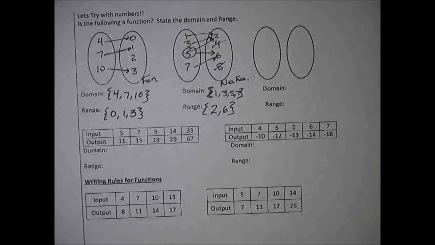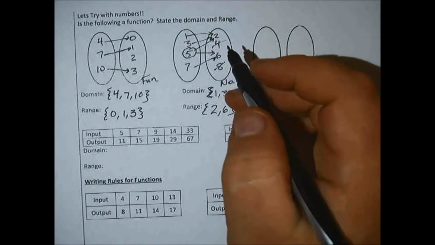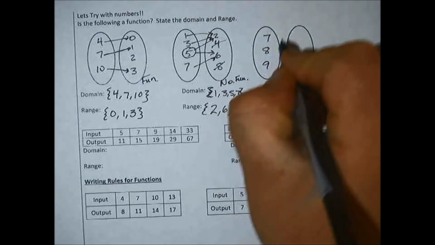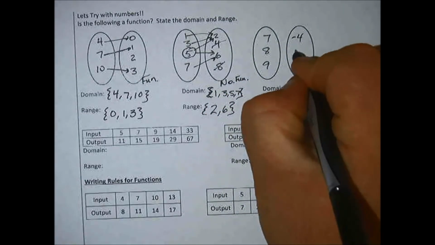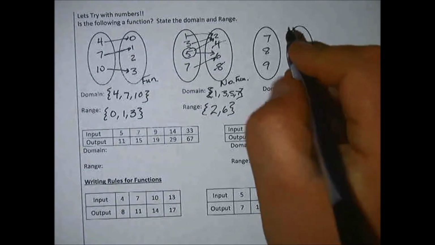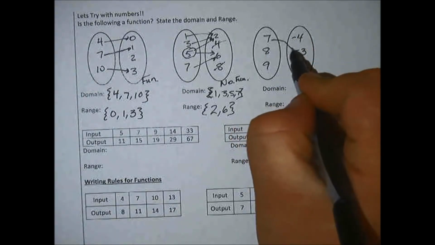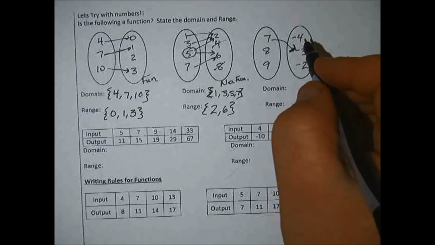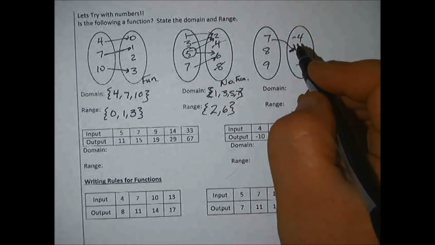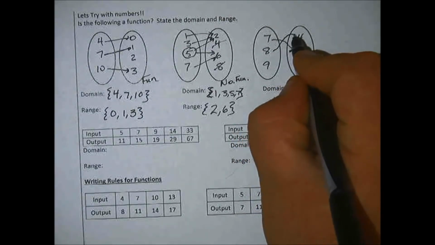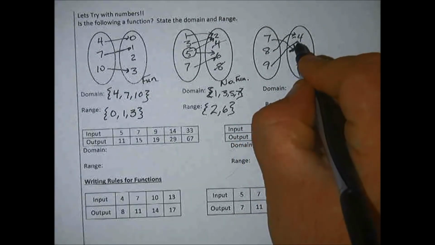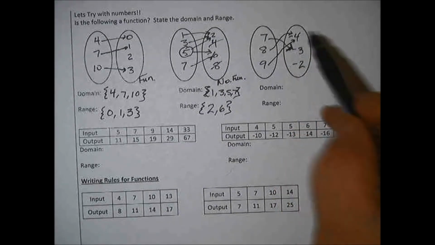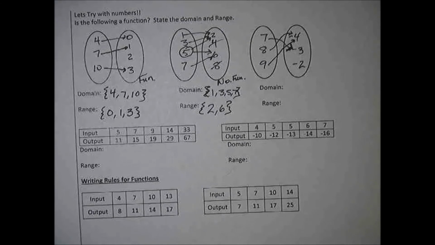All right, I'm going to draw one up here, and you're going to pause the video and see what you think. Let's go 7, 8, 9, and -4, -3, -2. Let's take 7 and -3. We'll go 8 to -4 and 9 to -4. So 7 goes to -3, and 8 and 9 both go to -4. Pause the video, fill out the problem.